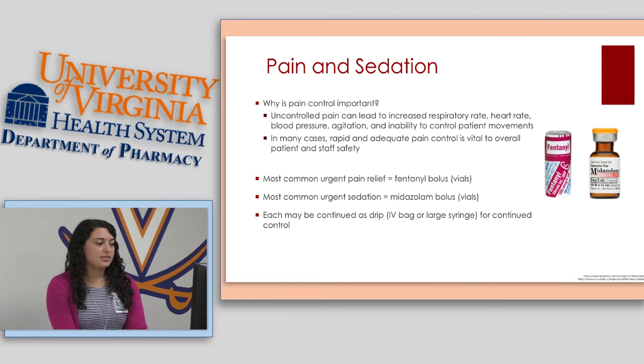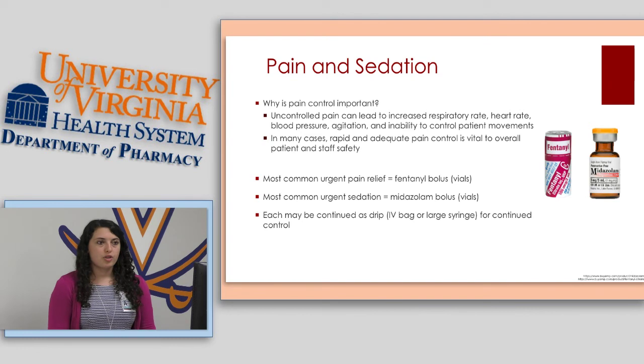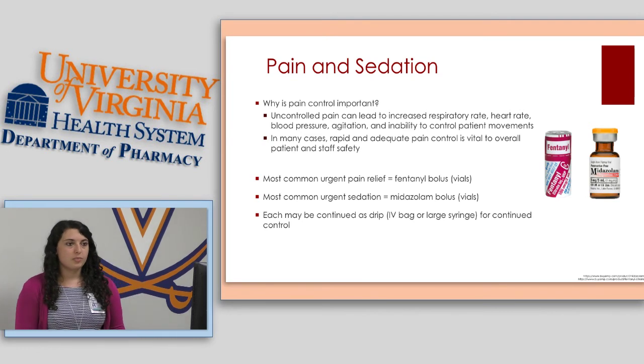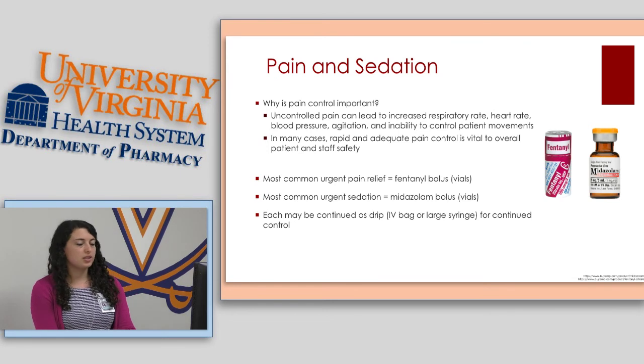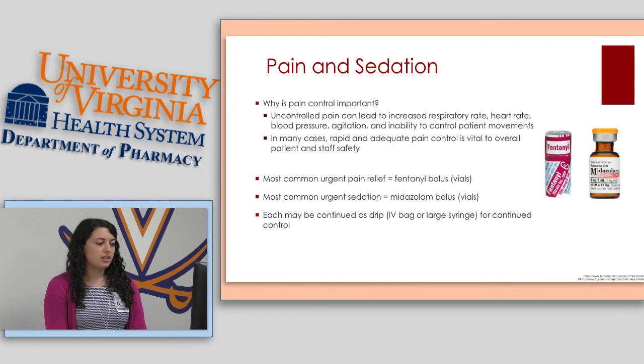So in many cases, rapid and adequate pain control in these situations is really vital to both patient and staff safety. For the most rapidly acting pain relief, the most common one that we use is a fentanyl bolus, which you see a picture of here on the right. And for the most urgent sedation management, we can use a midazolam bolus, which is also on the right.